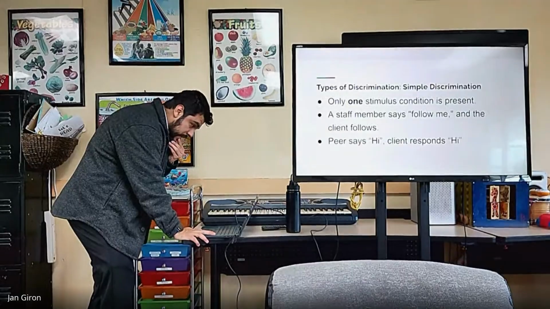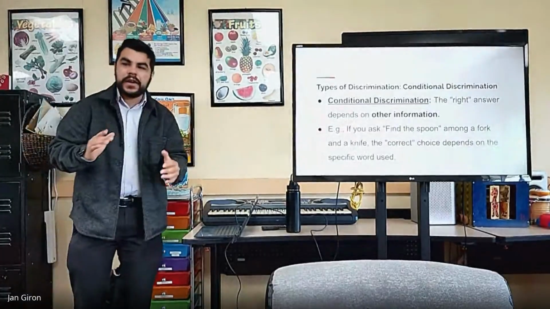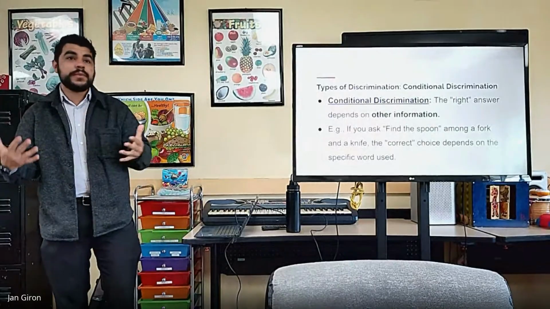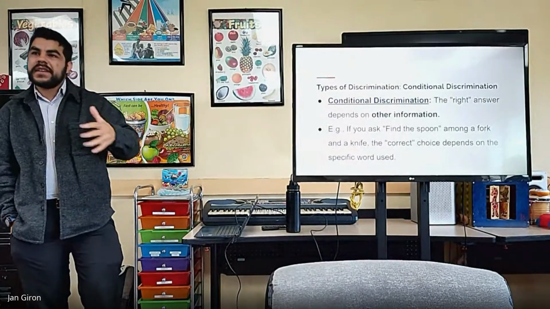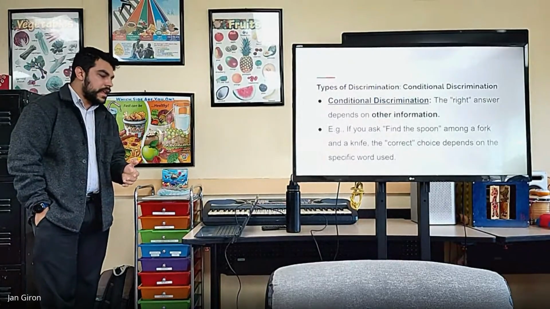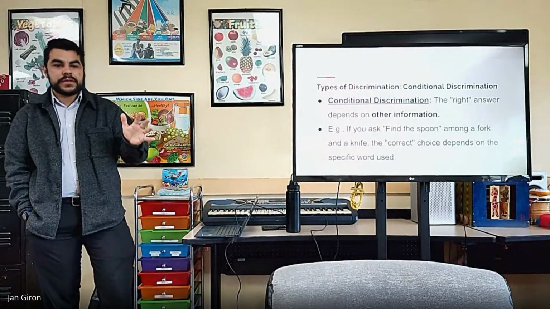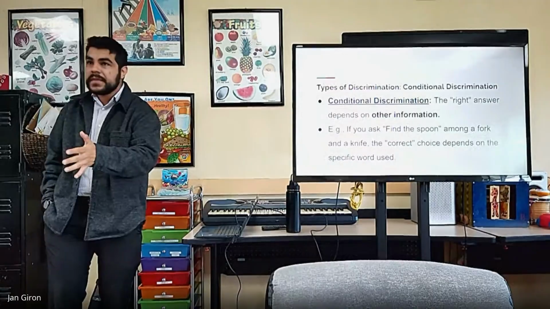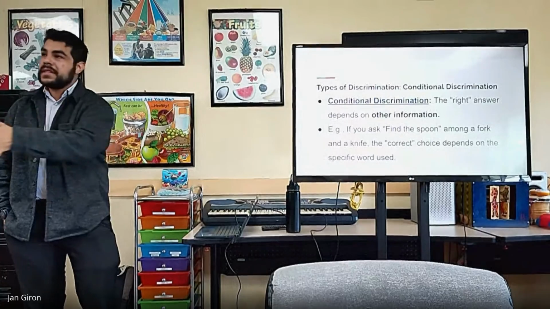Now we can contrast this to conditional discrimination. This is where some more things have to be involved for them to be able to respond correctly. There is more information that is required. So let's say the client is learning to sort. Well, they have to not only respond to the correct item, but they also have to be able to discriminate all the other ones in the array.